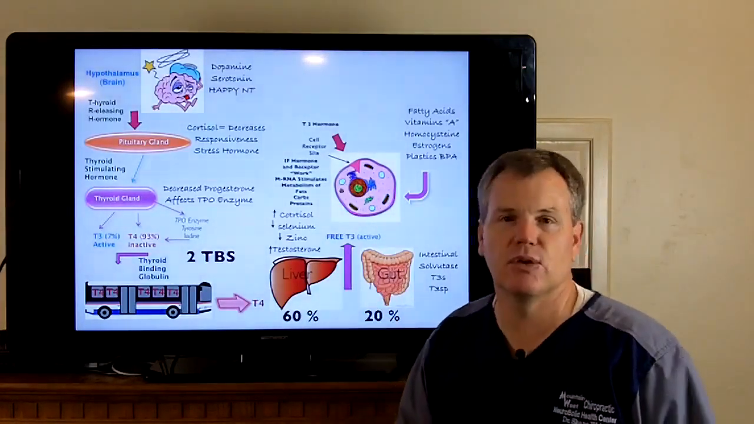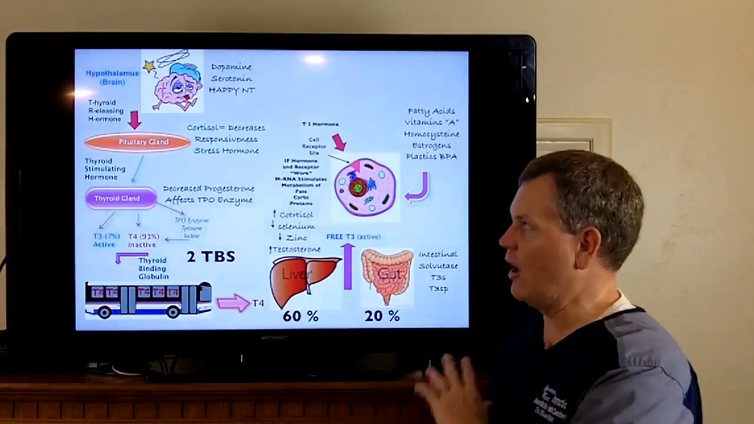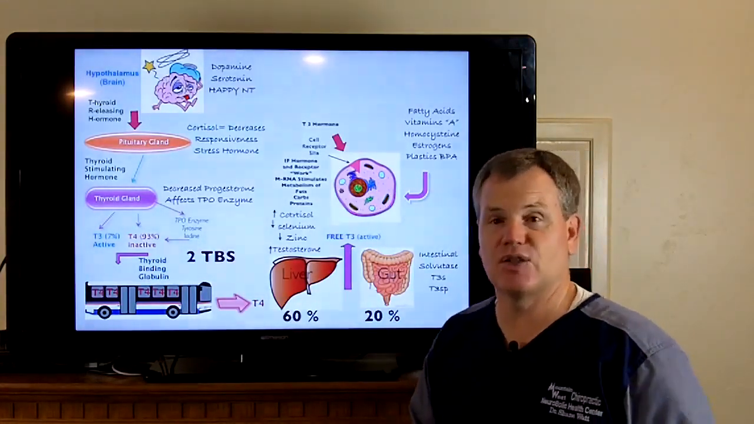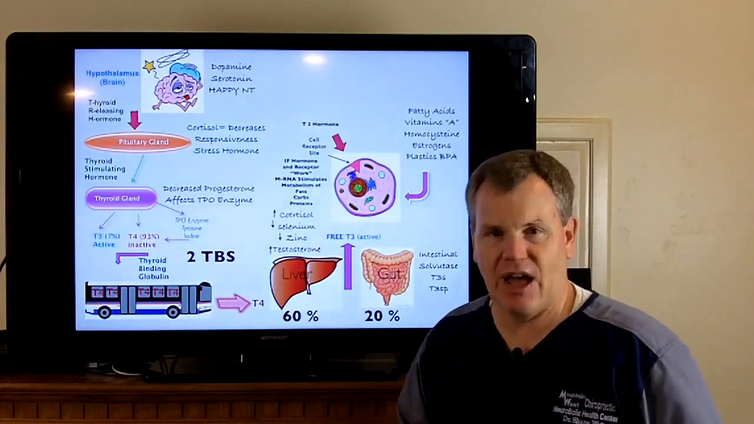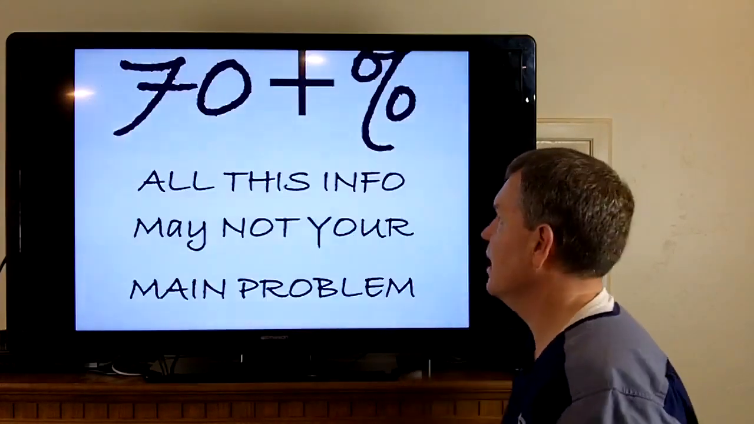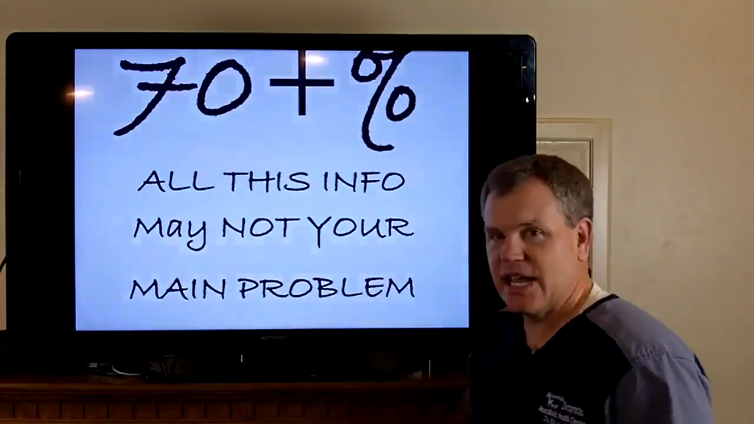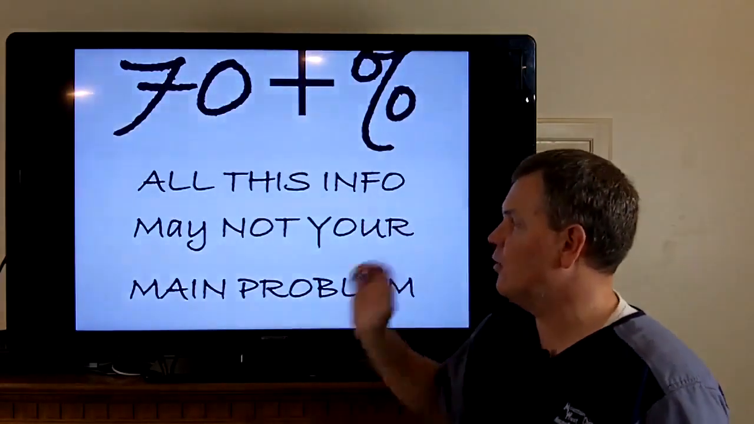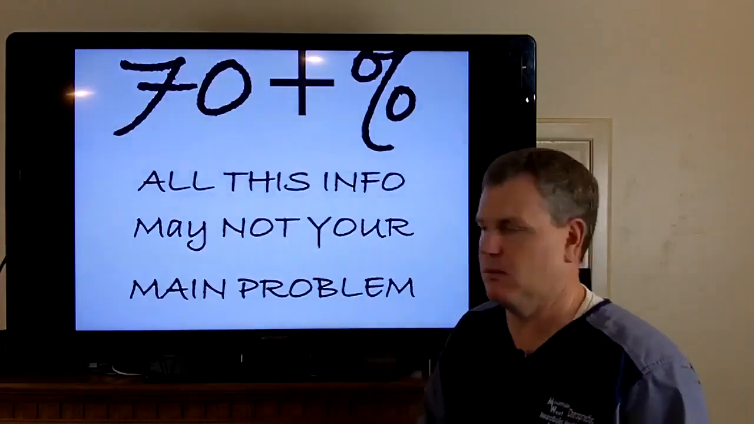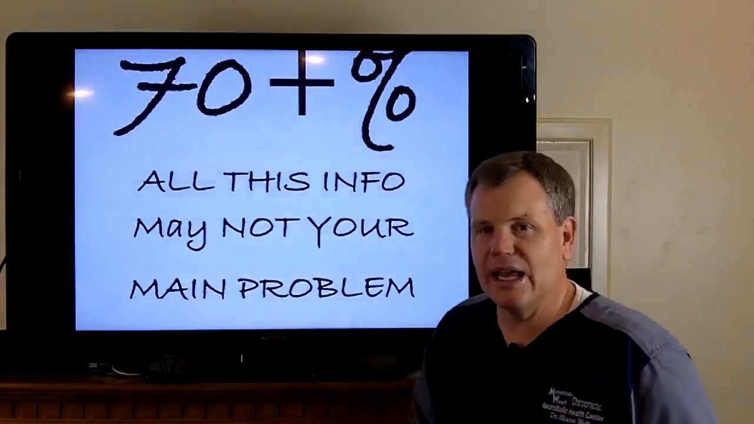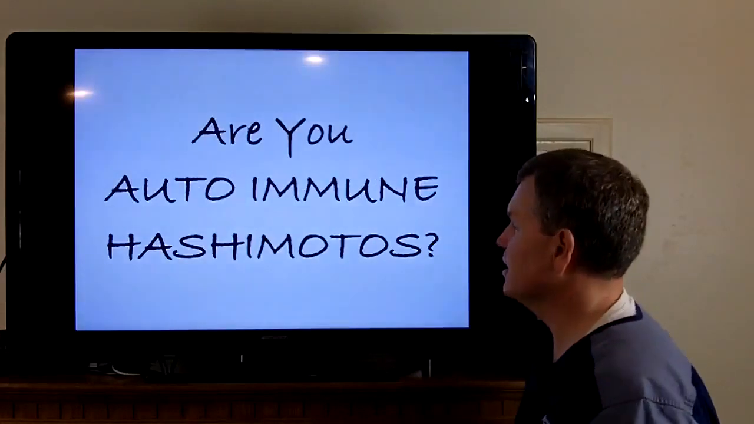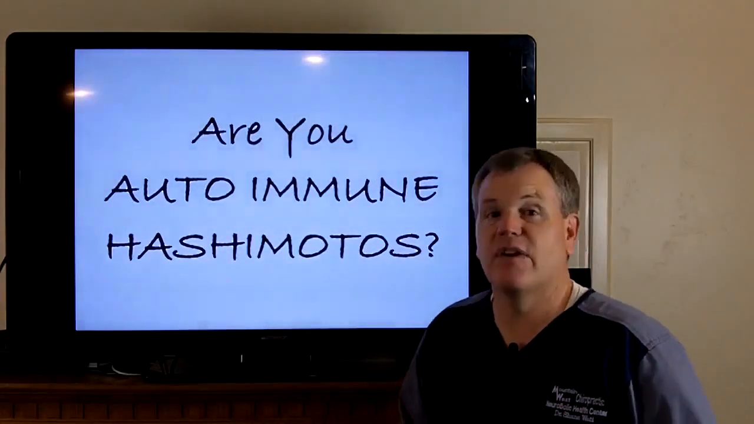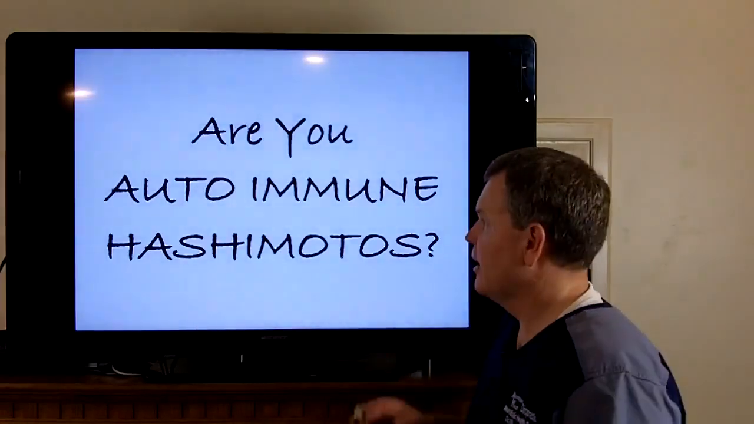So this is a quick review. Once again, please review part 1, and that will give you in-depth answers to these questions and also a very good understanding of how this all works. Now, as I was saying in part 1, for 70+% of you, all this info may not even be your problem. What is? Well, the biggest problem is autoimmune. And unfortunately, it's never checked, or very rarely is it checked.